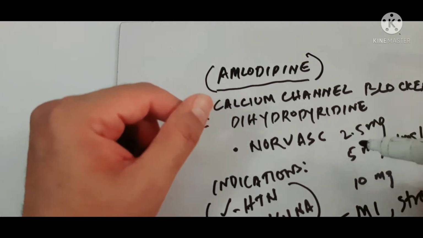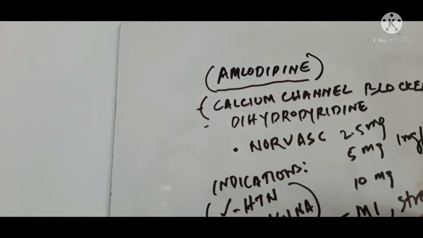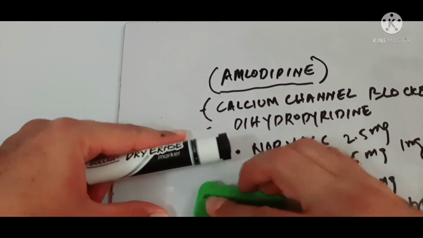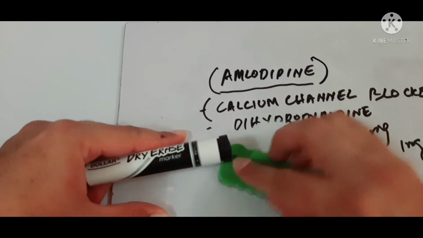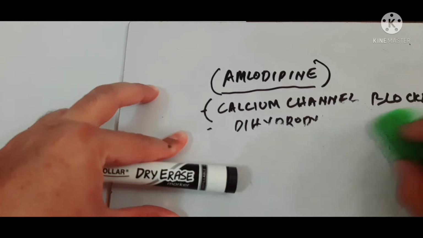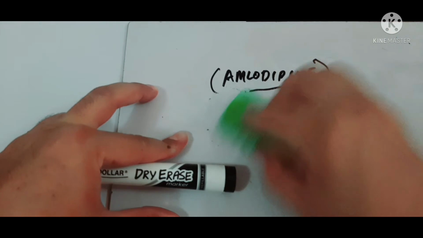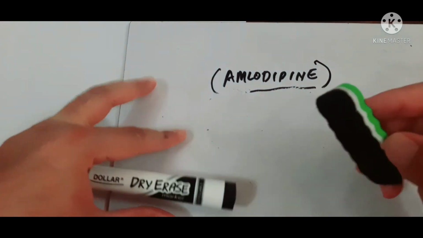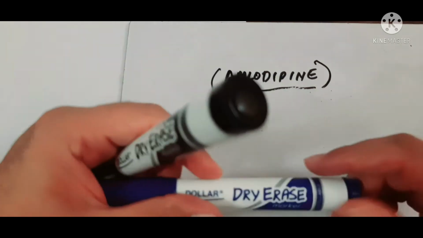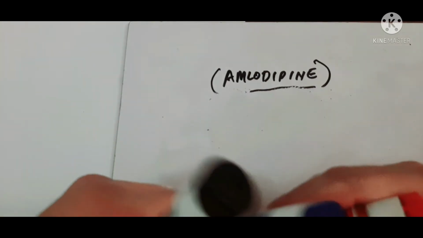Now we want to know how amlodipine decreases the blood pressure. It is also called the mechanism of action. So we want to erase this and write down how amlodipine works. What is the mechanism of action of amlodipine? First of all, we should know about the calcium channel. We say it is a calcium channel blocker, so we want to know what a calcium channel is and what its purpose is.